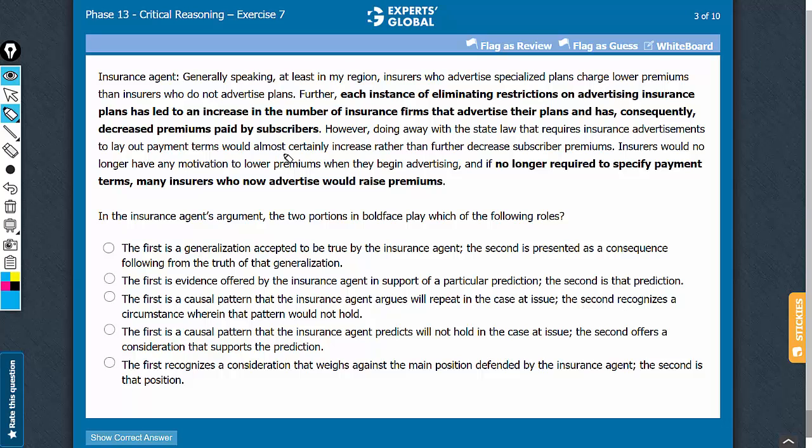It's a boldface question. Step 1 is to identify the conclusion. After "however" here, you have the conclusion from here to here. Step 2 is to link the two boldfaces with the conclusion.